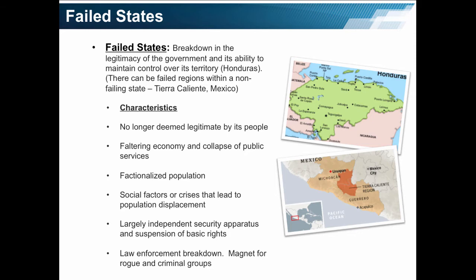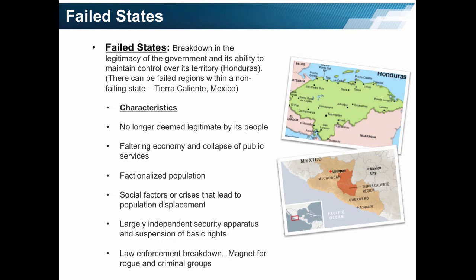Other characteristics include that the government is no longer deemed legitimate by its people. There is a faltering economy and a collapse of public services. There is also a factionalized population, and there are social factors and crises that lead to population displacement, both internally or externally. There is also a largely independent security apparatus which frequently does as it pleases, and there is a suspension of basic rights.